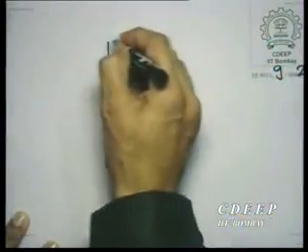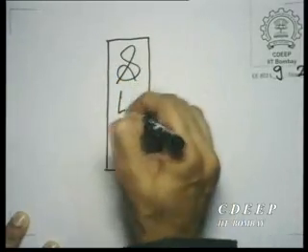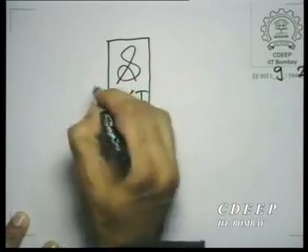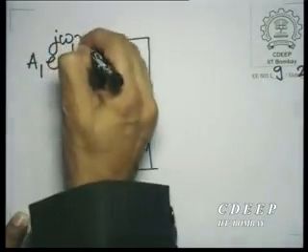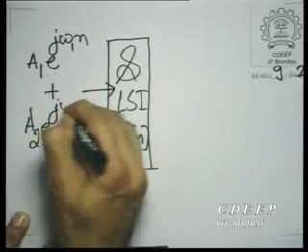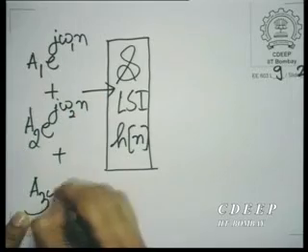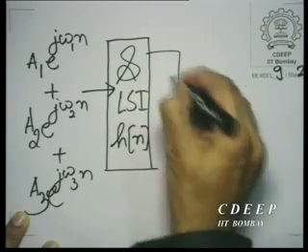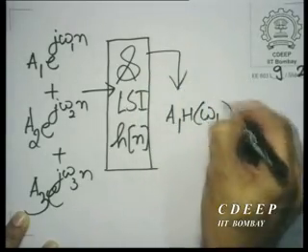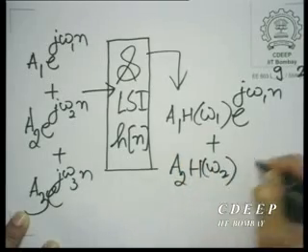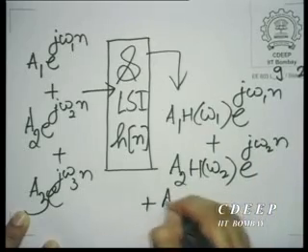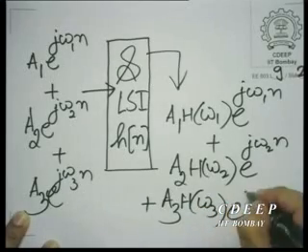Let me try and bring this a little more. It takes a little time to absorb this. Take the same system S, LSI, h n. Suppose instead of giving e raised to the power j omega n, you give A1 e raised to the power j omega 1 n plus A2 e raised to the power j omega 2 n plus A3 e raised to the power j omega 3 n. Out would come A1 h omega 1 e raised to the power j omega 1 n plus A2 h omega 2 e raised to the power j omega 2 n plus A3 h omega 3 e raised to the power j omega 3 n.